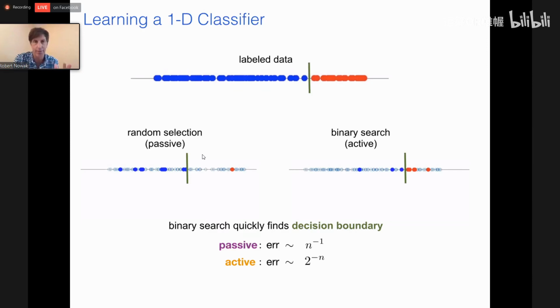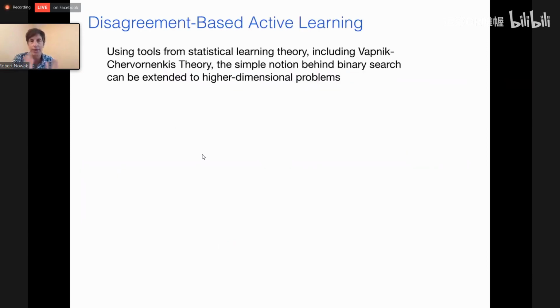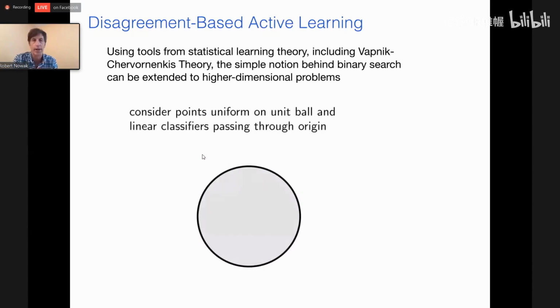So that's super simple, but it turns out this kind of idea and intuition generalizes to very broad classes of problems. And so how do we go to higher dimensional problems? Well, we essentially have a similar notion of binary search, but building upon some of the standard tools in statistical learning theory, like VC theory. And so let me just give you another sort of animation or cartoon to show you how that might work. So we're going to look at a case where we're trying to learn a multidimensional classifier, and we're going to assume that our unlabeled data points are just uniformly distributed in the unit ball, say in d-dimensional space.